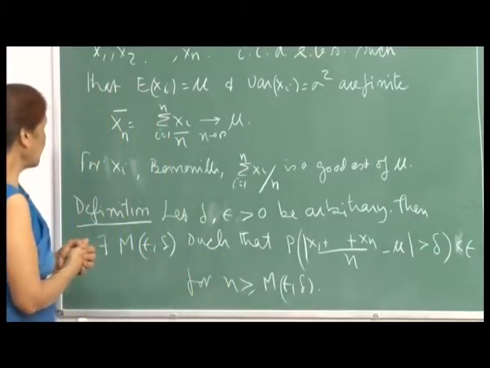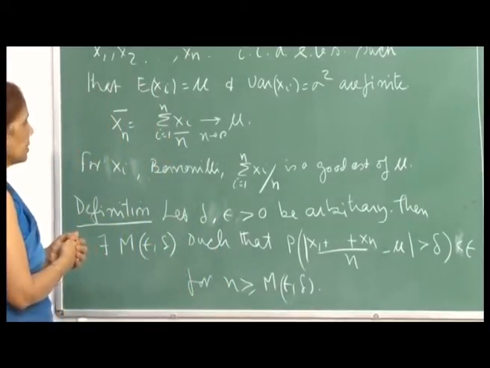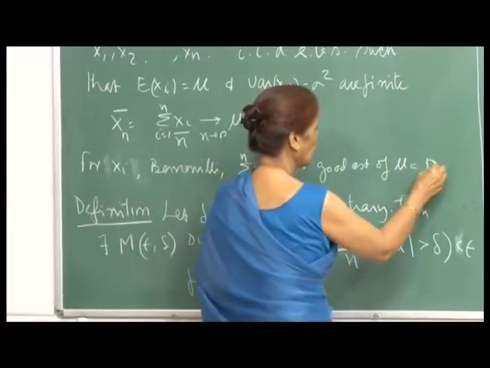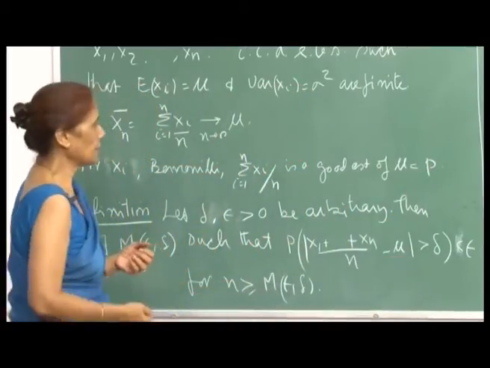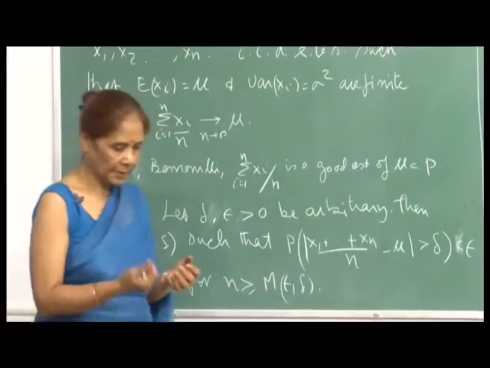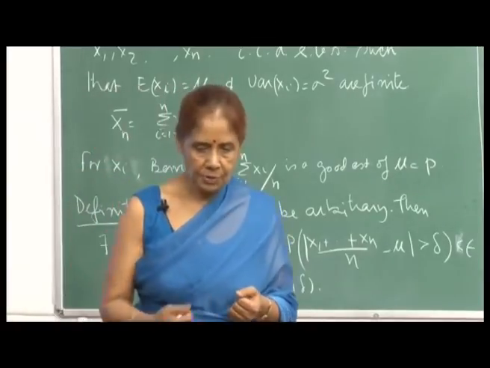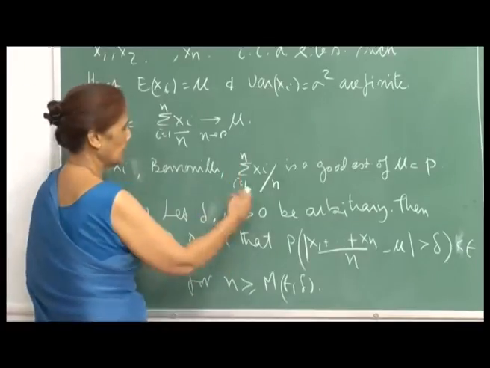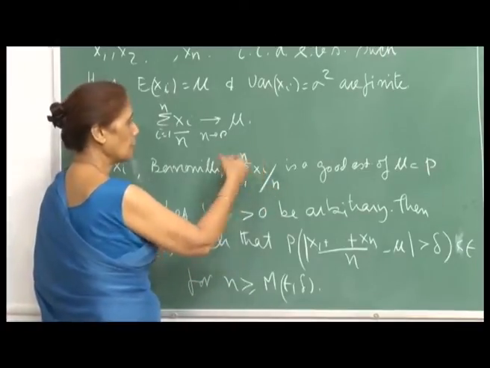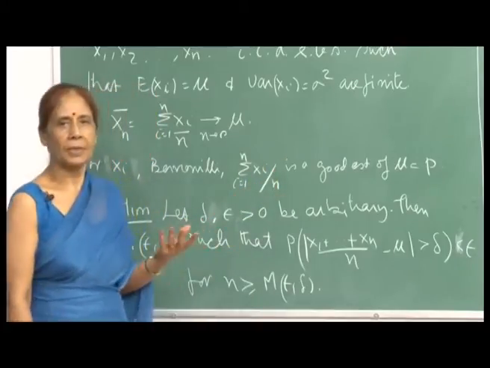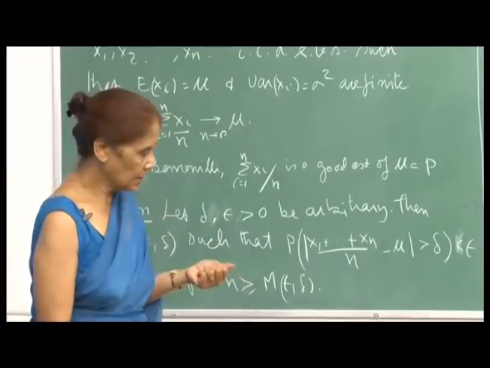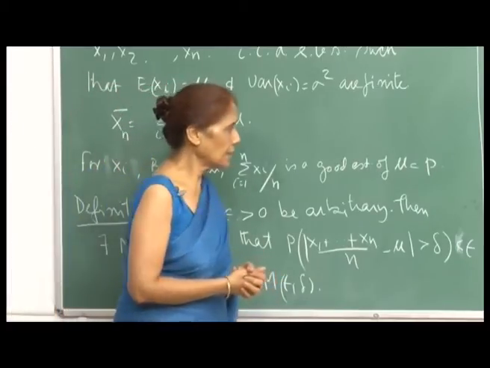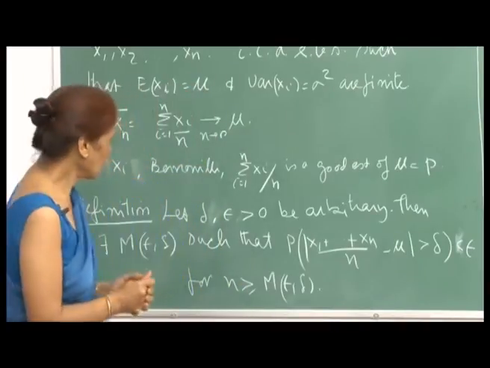Now, for example, if all X_i's are Bernoulli, then the sample mean is a good estimate of mu, which is also the probability p. If the probability of success is p, then the expected value of each Bernoulli random variable is also equal to p, the probability of success. And so, what it is saying is that when you take n large enough, this would give you a good estimate of the probability of success. So, this law of large numbers provides a way of estimating the mean of the distribution. This is the whole idea.